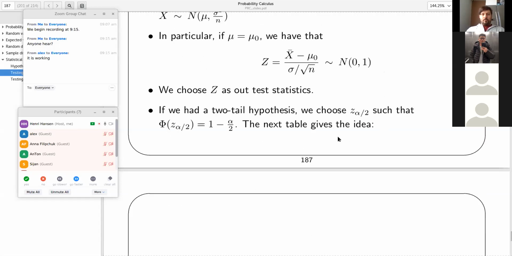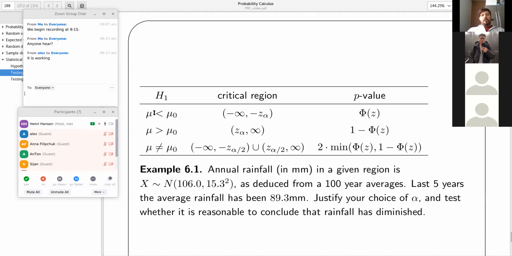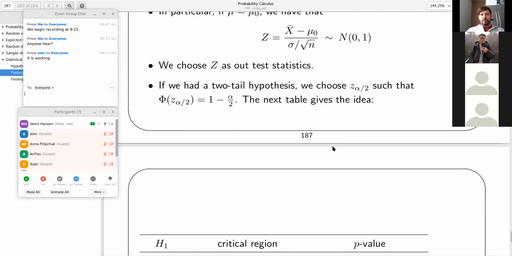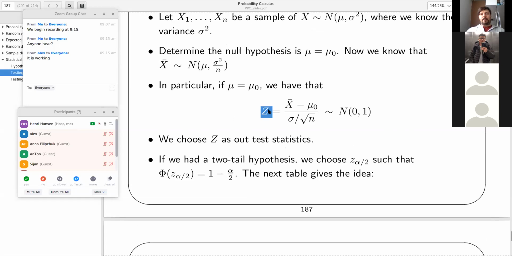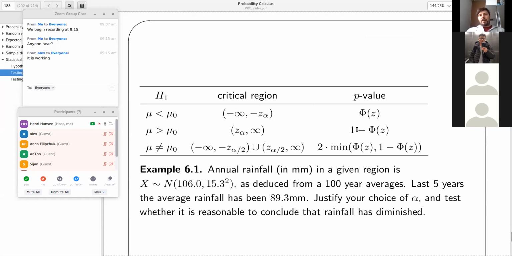And we have this table. If the alternative hypothesis is that our expected value has gone down, then the critical region is the negative tail of the distribution, and we get the p-value from the normal distribution. This z here is the actual value. Pay attention to this fact here. This is the defined random variable, but when we have the lowercase z, it means we take it from the actual sample. And then we get the p-value as this.